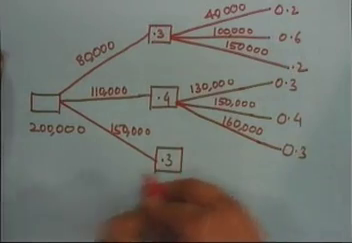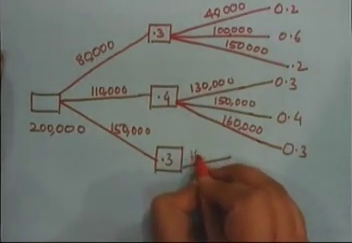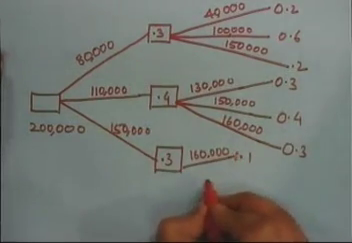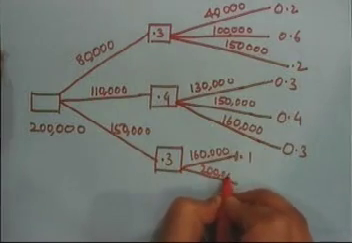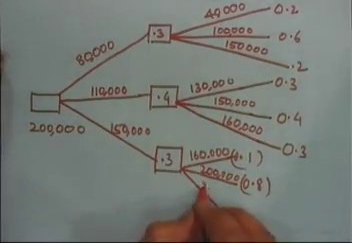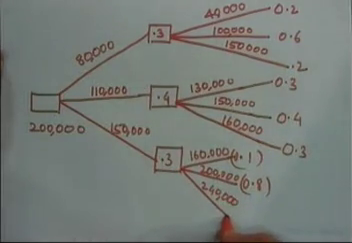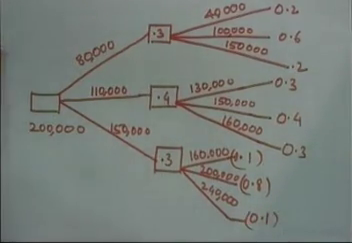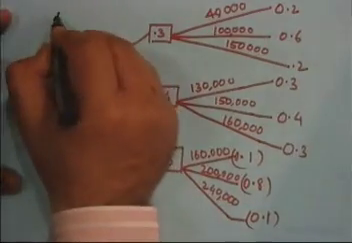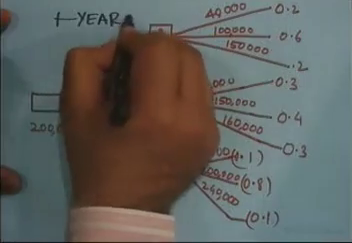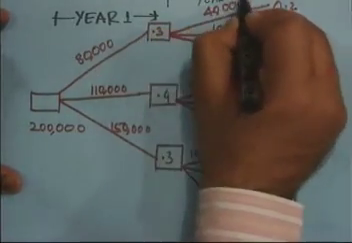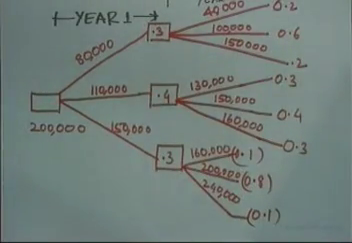And finally, if I am getting 150,000 in year 1, I have a probability to get 160,000 in year 2 with a probability value of 0.1, 200,000 with a probability value of 0.8 and 240,000 with a probability value of 0.1. Now, this is nothing but the return for year 1, and this is nothing but the return for year 2. So the problem is like this.